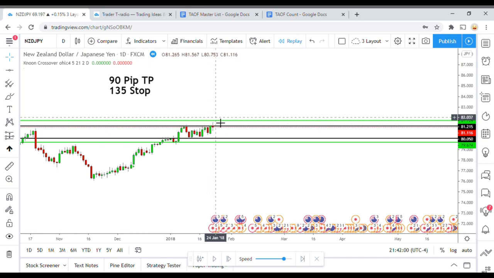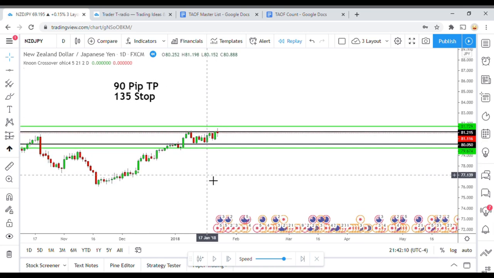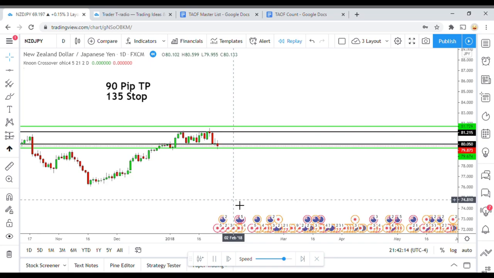But you also often see that it breaks up, will do a fake out and have a strong pullback, and sometimes wipe out a whole bunch of stop losses before it then continues off in the direction that it was heading in the first place.